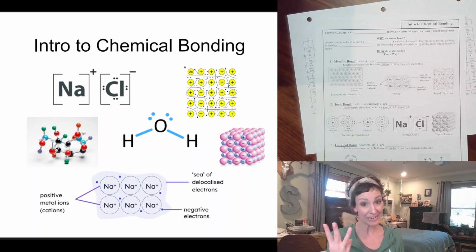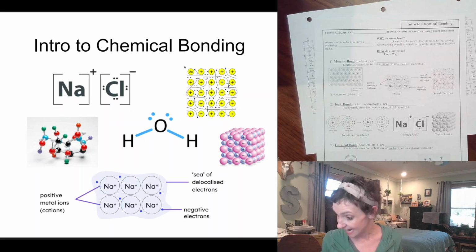So there are actually 3 types of chemical bonds that we will be learning this year. Unit 5 will talk about the first 2 types. We're going to learn about metallic bonding and ionic bonding. And then actually we're going to spend an entire unit on the last type, which is covalent bonding. So we're in a big part of our chemistry class right now, and I'm so excited to talk about this.